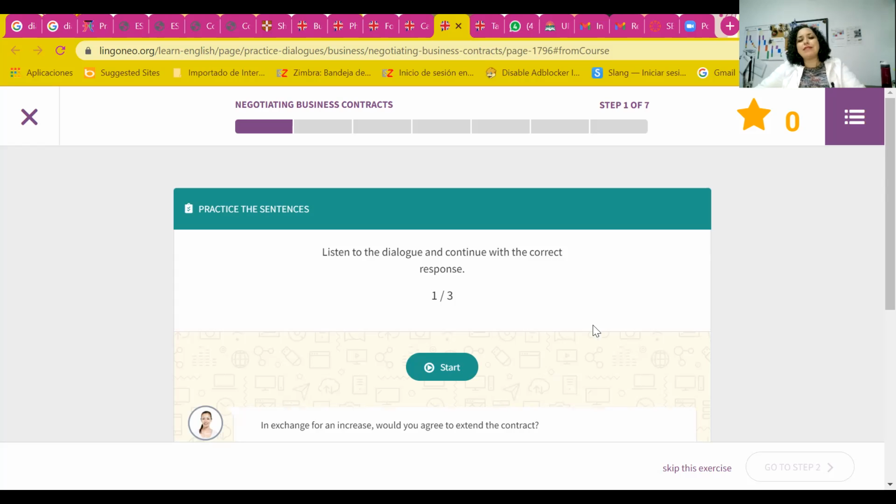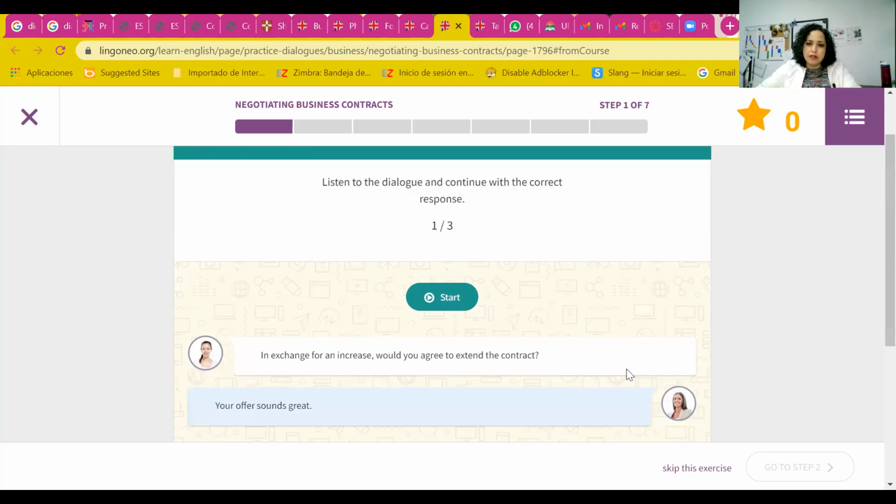Examples of sentences and phrases that you use in a conversation for business contracts. And here it's listen to the dialogue and continue with the correct response.